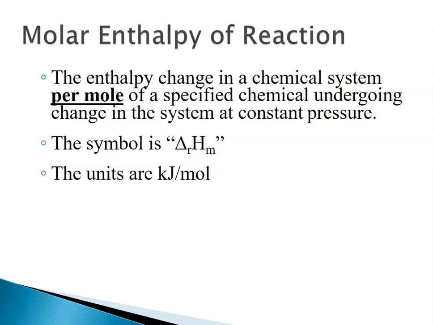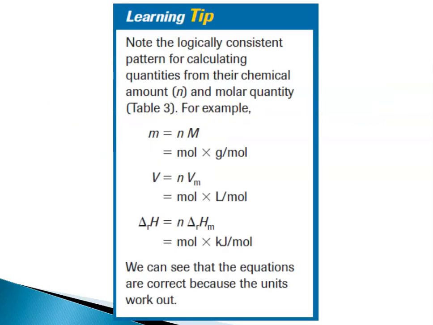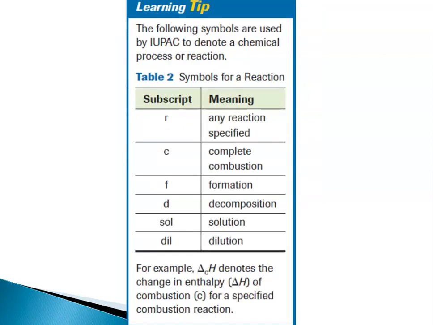Molar enthalpy of reaction is different in that it is written per mole, and it is for a specific chemical in the reaction. When we are using molar enthalpy, we will also include a small m. Enthalpy can be converted to molar enthalpy by dividing by the number of moles of the specified chemical. Enthalpy of reaction is written with an r, but depending on the type of reaction, different subscripts may be used.